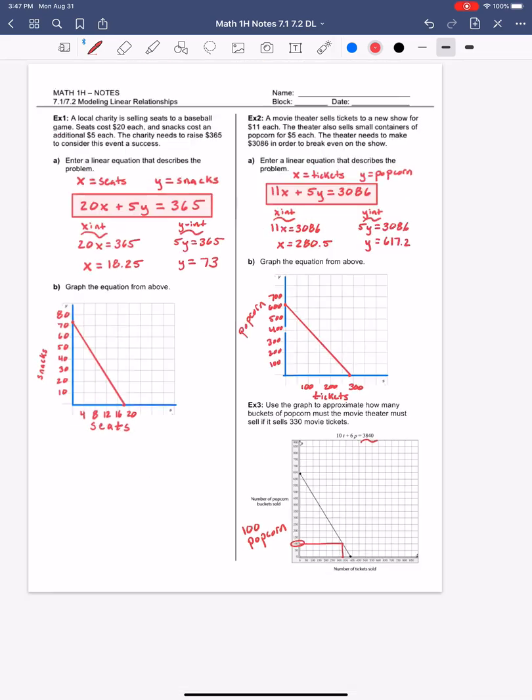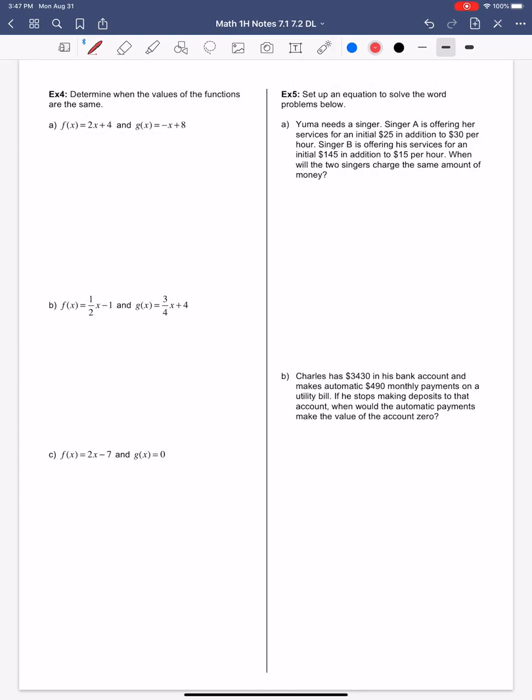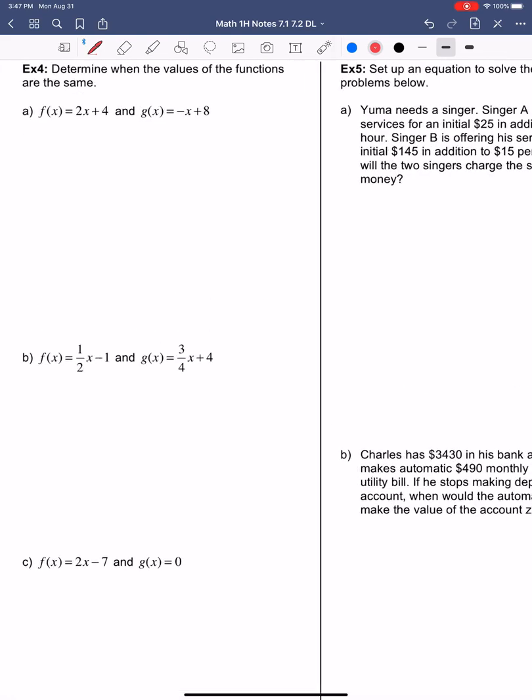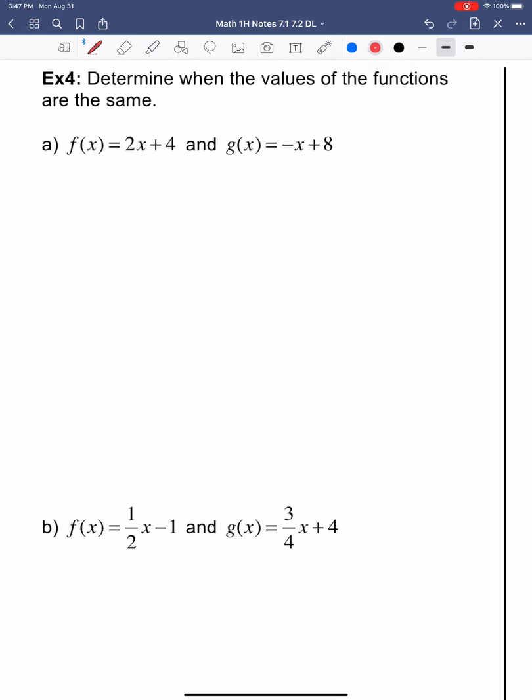All right, let's move to the next page here. It says determine when the values of these functions will be the same. And we know that, we've talked about this before, be the same means equals. So I'm just going to take these two equations and set them equal to each other. So we've got 2x plus 4. Notice they're using that function notation there. And that's got to equal negative x plus 8.